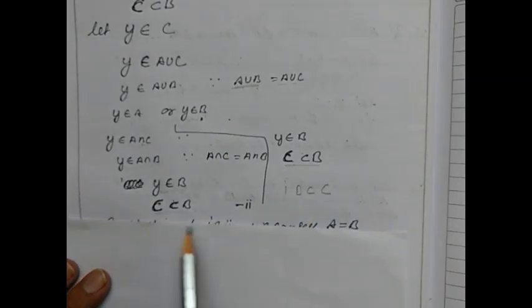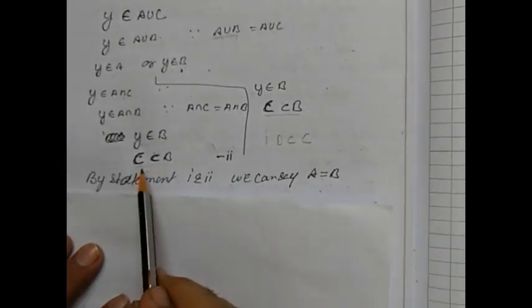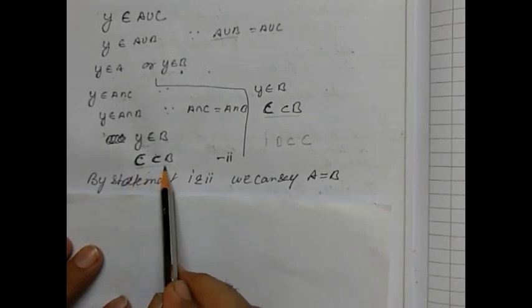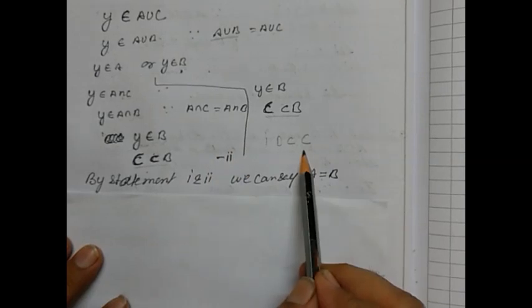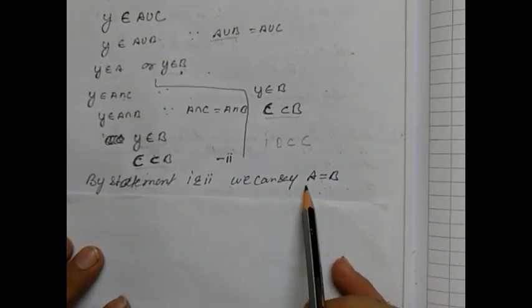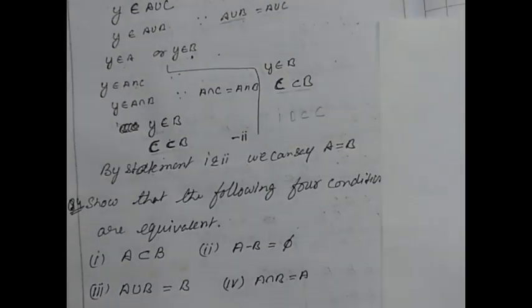So by the first and second condition, or the statement, we can say A is equal to B, as C is a subset of B and B is a subset of C. In both ways it has been proved, so then we can say A is equal to B. Now we move further to the next question.